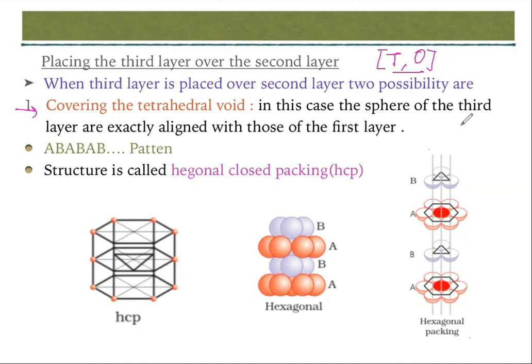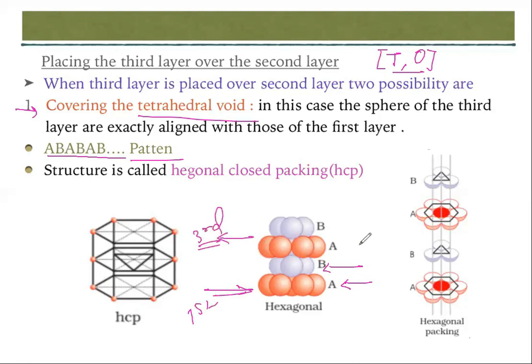In this case, the spheres of the third layer are exactly aligned with those of the first layer. You can see in this picture, this is the first layer and this is a different layer, so we will call it the B layer. And the third layer is in between the tetrahedral voids. As we already know, how can we create a tetrahedral void? Three atoms, right? So the third layer is above the second layer and it is in between the tetrahedral voids. This type of arrangement creates an AB pattern, as the first layer and the third layer are equal.